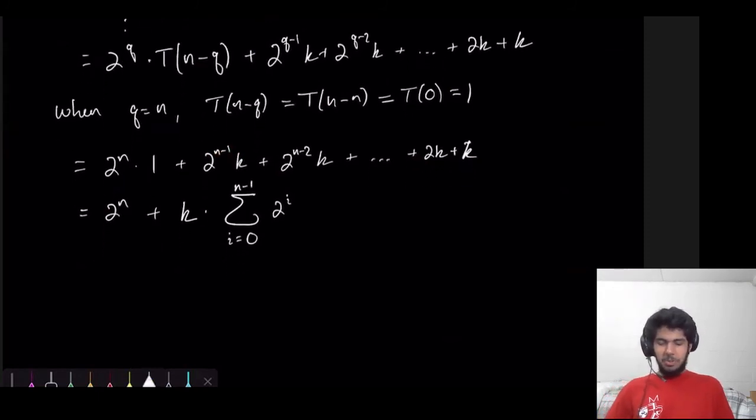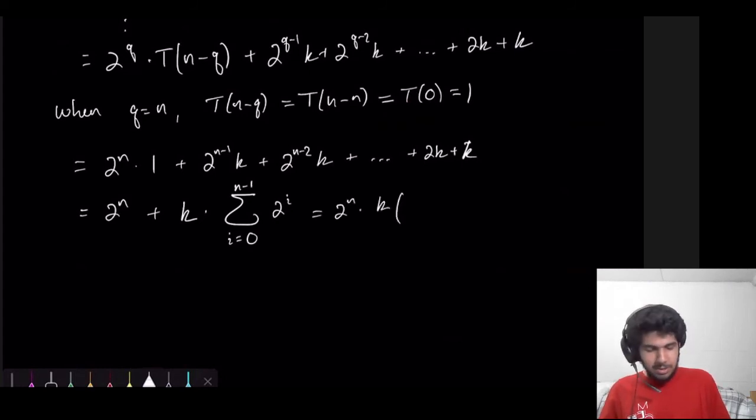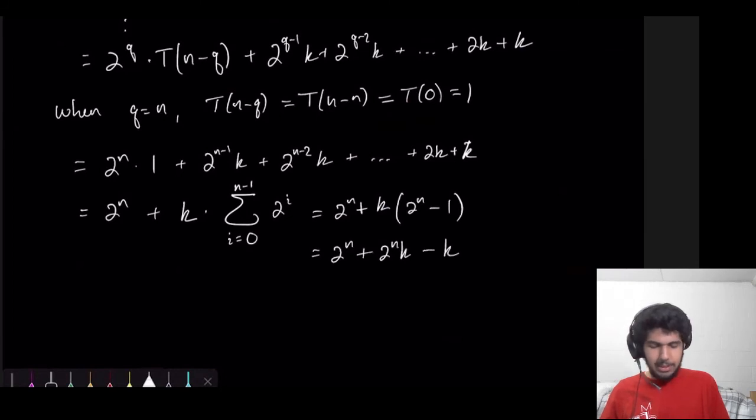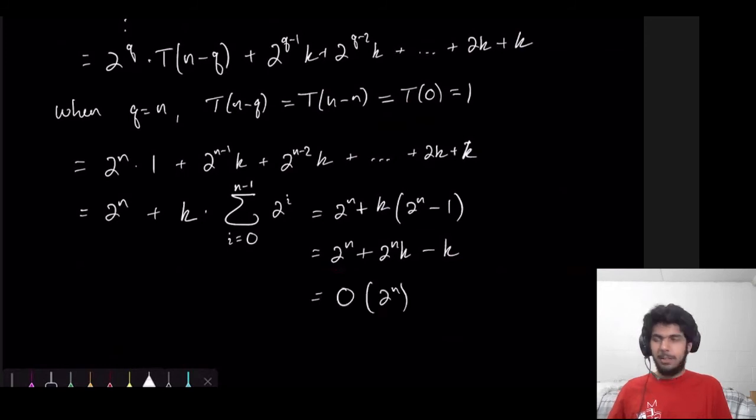Right? And hopefully we remember our equations for the sum of this power series. That's going to simplify to 2 to the n minus 1. That is how we simplify that. And then we can simplify this a little bit more. This is 2 to the nk minus k. And again, we want to look at our n terms here. This constant doesn't matter. Here both of these are 2 to the n terms. So we conclude that this is big O of 2 to the n.